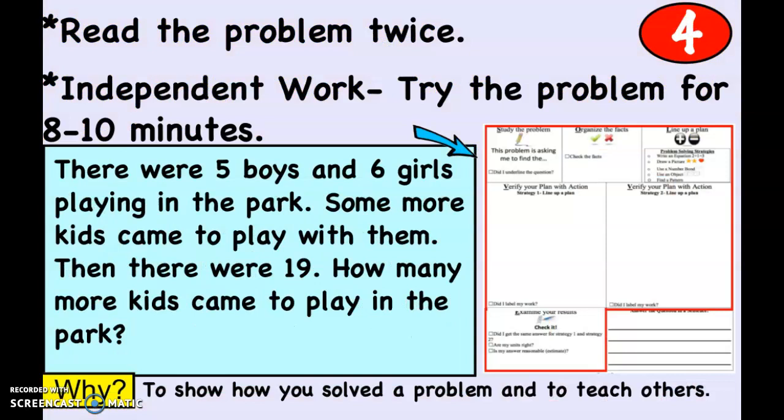Our fourth step, we're going to read the problem twice. Then we're going to work independently. Try the problem for the next 8 to 10 minutes. Remember to use 2 different strategies to show your thinking.